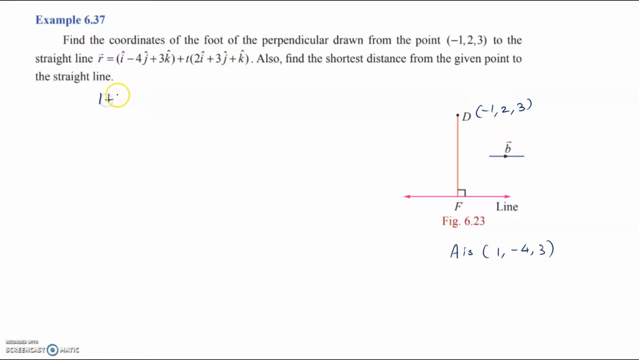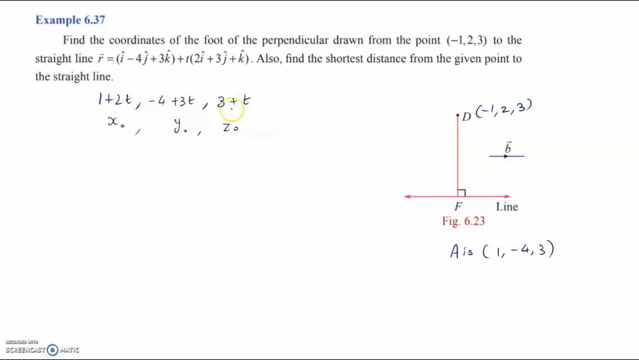1 plus 2t, comma, -4 plus 3t, comma, 3 plus t. So these are our points, let's say x naught, just for defining z naught. These are points on the straight line. So our f can also be defined as this.